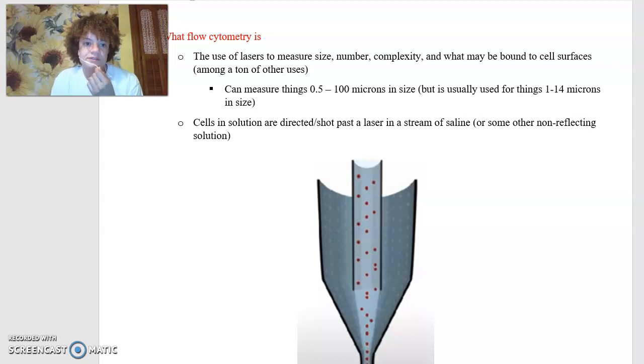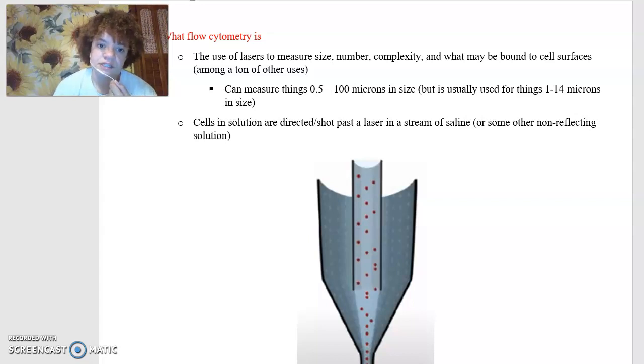So what is flow cytometry? It is the use of lasers to measure size, number, complexity, and what may be bound to cell surfaces on a series of cells that are passing through a stream of saline, basically. It can measure things from 0.5 to 100 microns in size, but typically it's used for things that are 1 to 14 microns in size. It can go bigger or smaller depending on what type of machine and reagents you're using.